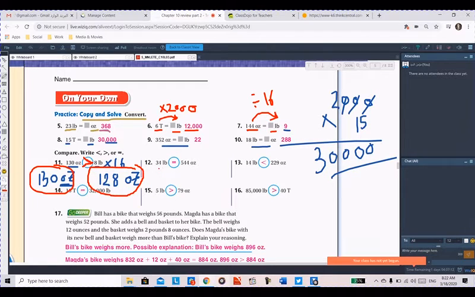Okay, now the next one, the same one. We have here ounces and we have here pounds. So firstly put the small unit as the same. So we're going to put 544 as the same because it was ounces, and we're going to convert pounds to become ounces. So we're going to multiply by 16.